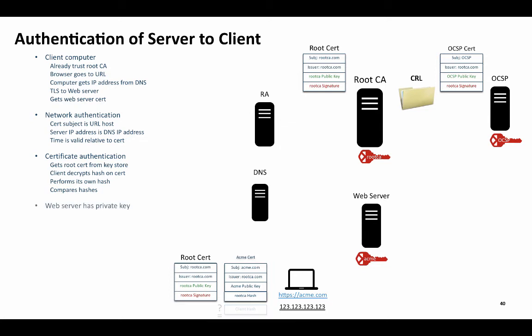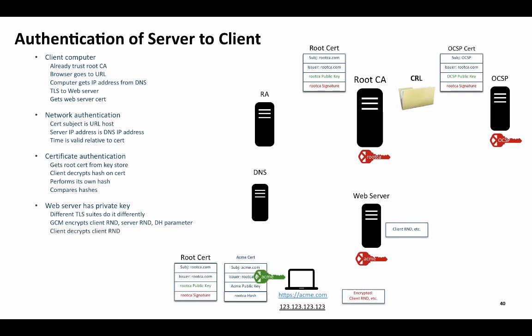Now the client needs a way to determine that the server is in possession of the private key. Different TLS suites do this differently. For the Galois counter mode suite described in a previous video, the server encrypts the client random, the server random, and the Diffie-Hellman parameters, and sends the encrypted information to the client. The client then uses the server's public key from the server's certificate to decrypt the client random and other parameters, and compares the client random it sent to the server to the decrypted version of the encrypted one it got back. If they are equal, then the server must have the private key associated with the public key on the certificate.